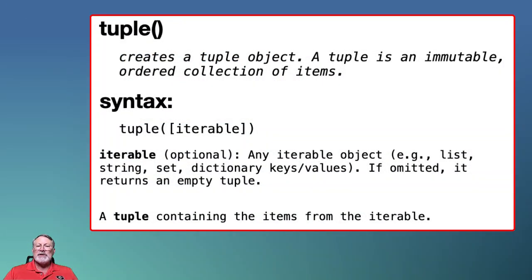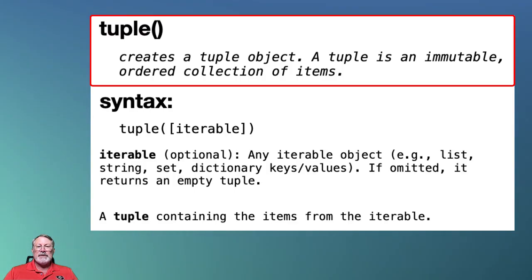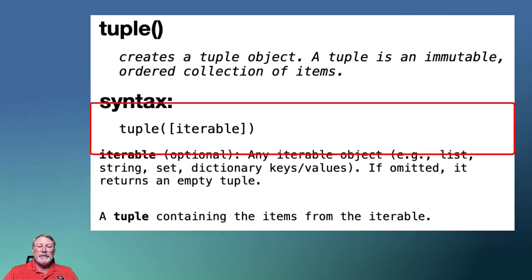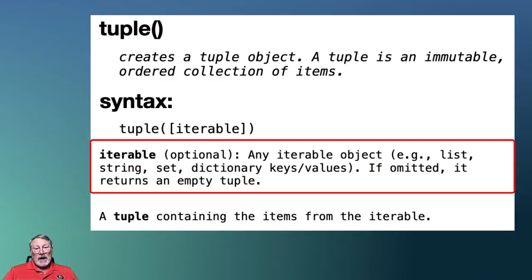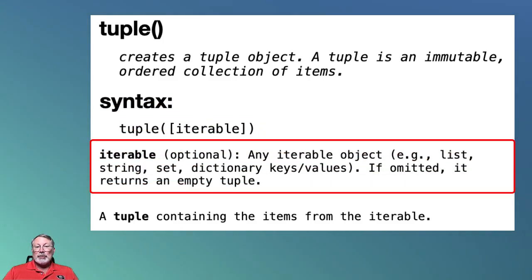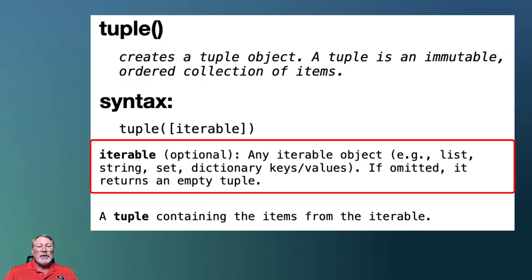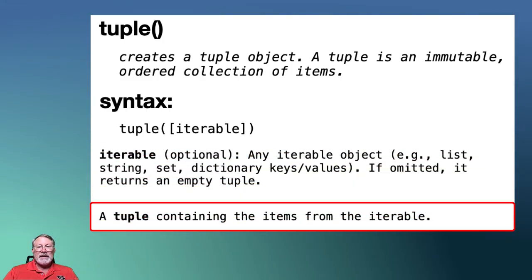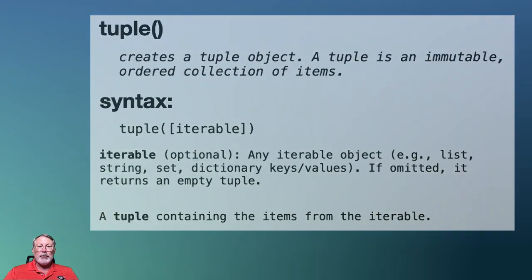What is the tuple function? It's a Python built-in function that creates a tuple, an immutable sequence of elements. Here's the syntax: tuple with an optional iterable. The iterable argument is optional. If you provide it, you're providing an iterable like a list, string, or range. If it's omitted, tuple creates an empty tuple. The result is a tuple containing the elements of the provided iterable.